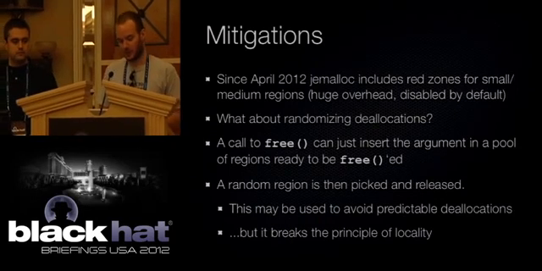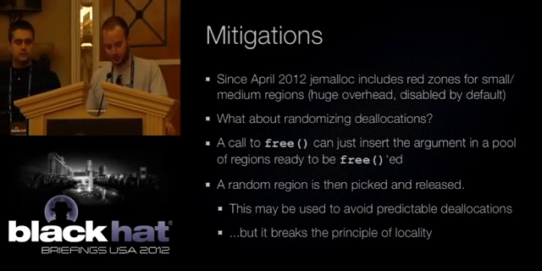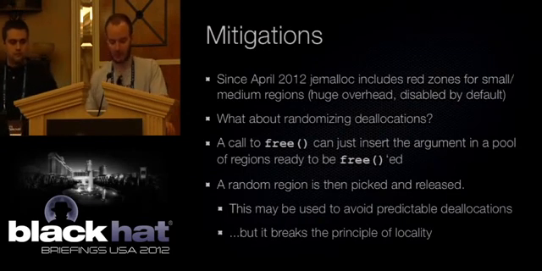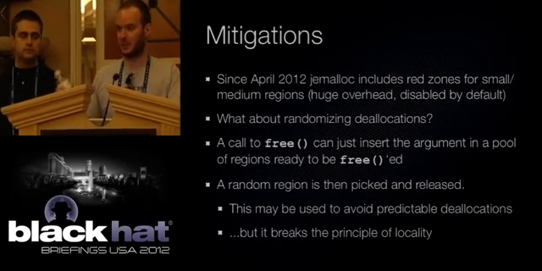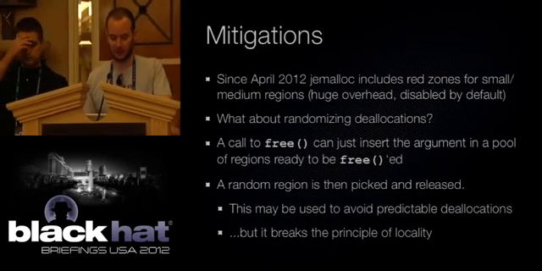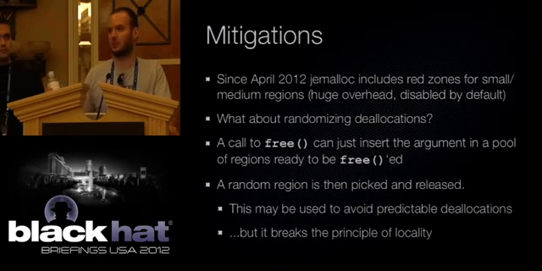Okay, this is cool, but it's disabled by default because it results in a huge overhead. So there's another technique involving randomizing the allocations. Whenever you call free, the pointer you pass to free is actually inserted in a linked list. And instead of physically freeing the passed pointer, free will just pick up a random chunk from that list and free it.